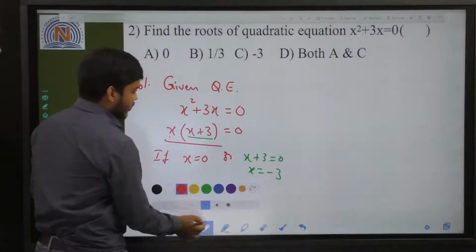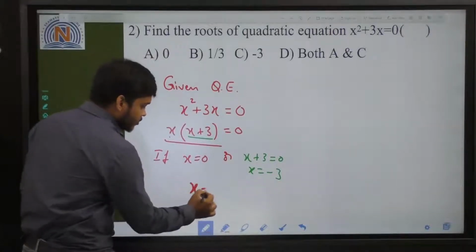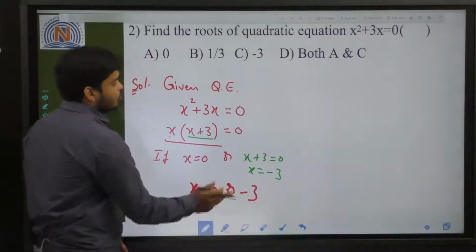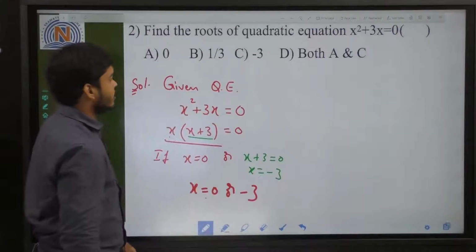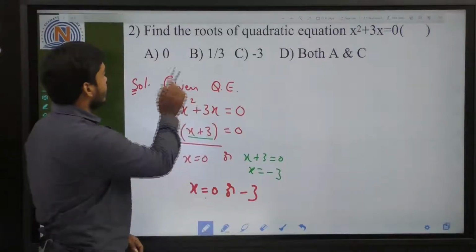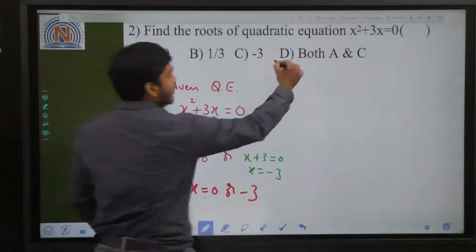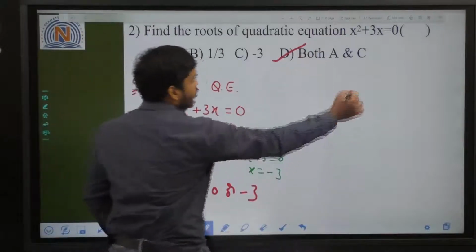So what are the x values children here? x is equals to 0 or minus 3. These are the two roots of the given quadratic equation. Now what is the option here? 0 is the correct one and minus 3 is the correct one. Then both A and C are correct only. So option D.